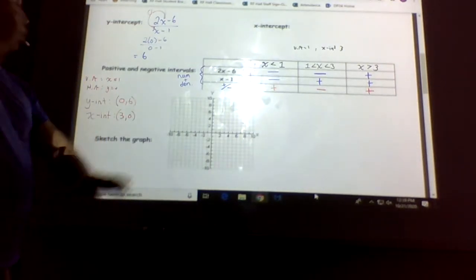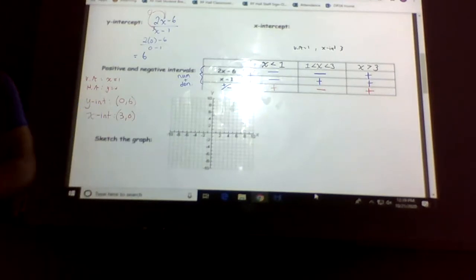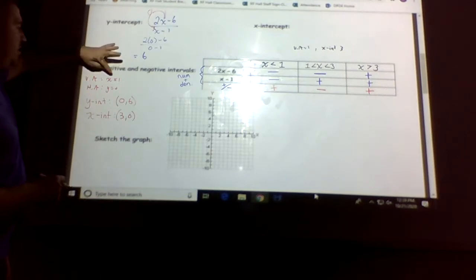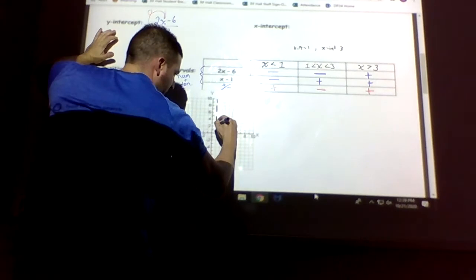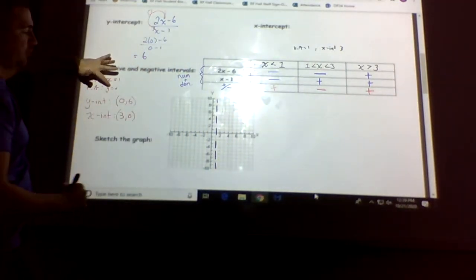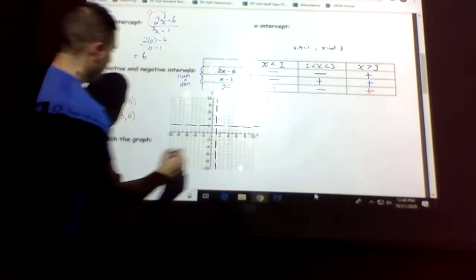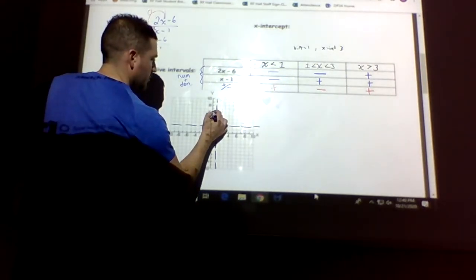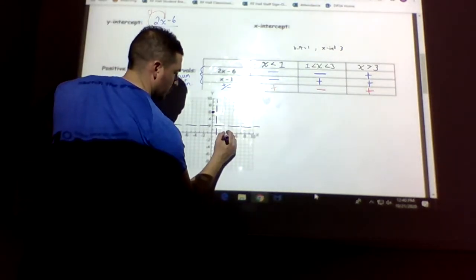Okay, now we're going to combine all this to make a graph. So let's go with the easy things first. Okay, let's draw our vertical asymptote at 1. So vertical, meaning up and down, at 1. Then we have a horizontal asymptote at 2. We have a y-intercept at (0, 6). And an x-intercept at (3, 0).